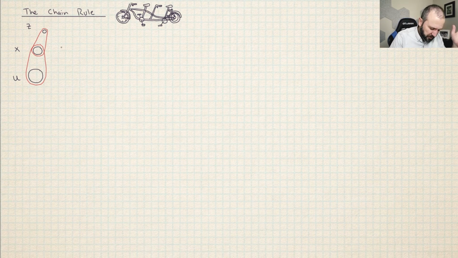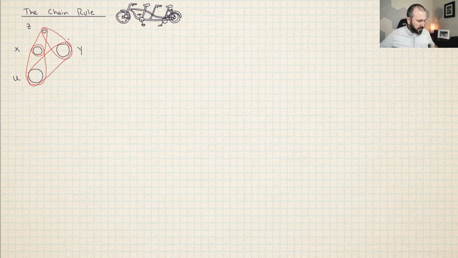What I really want to do is consider the case when Z depends on X and X depends on U. And then also Z depends on another sprocket Y, which is also being turned by U. So this is the interesting case that we want to study for math class. What's going to happen in this case is the total amount of rotating that's happening in Z as you turn U, that's going to spin both X and Y.